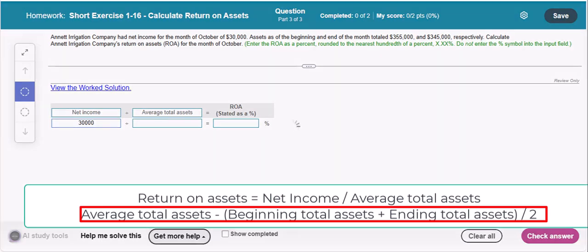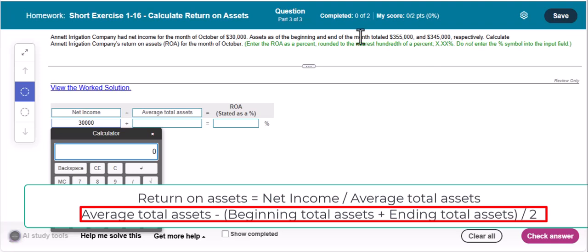So in order to get that, we're going to need our calculator. And to get an average of these two numbers, because we have the beginning of the month is 355,000, end of the month was 345,000. So we're going to need the average of those two for October. So we'll go ahead and add 355,000 to 345,000, and then we're going to divide that number by 2 to get the average, and that is 350,000. So we'll go ahead and click in the cell and enter our answer there for the average total assets.